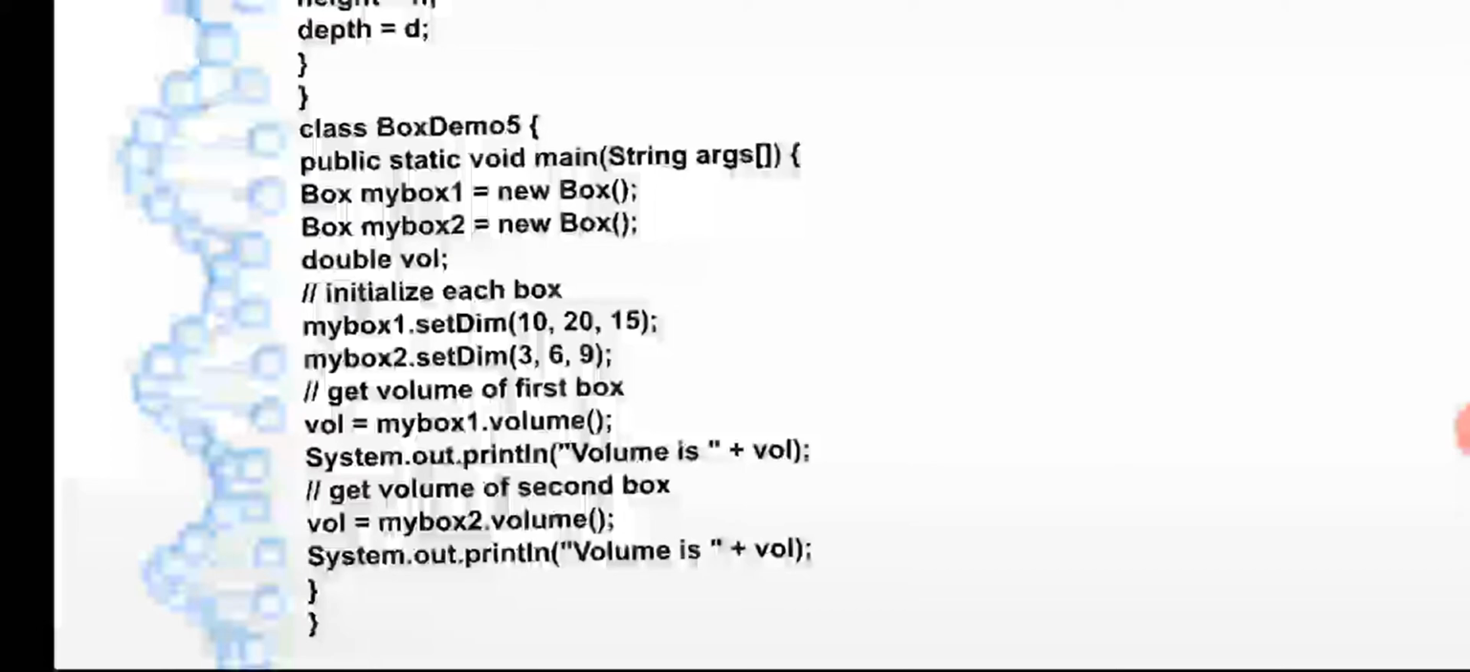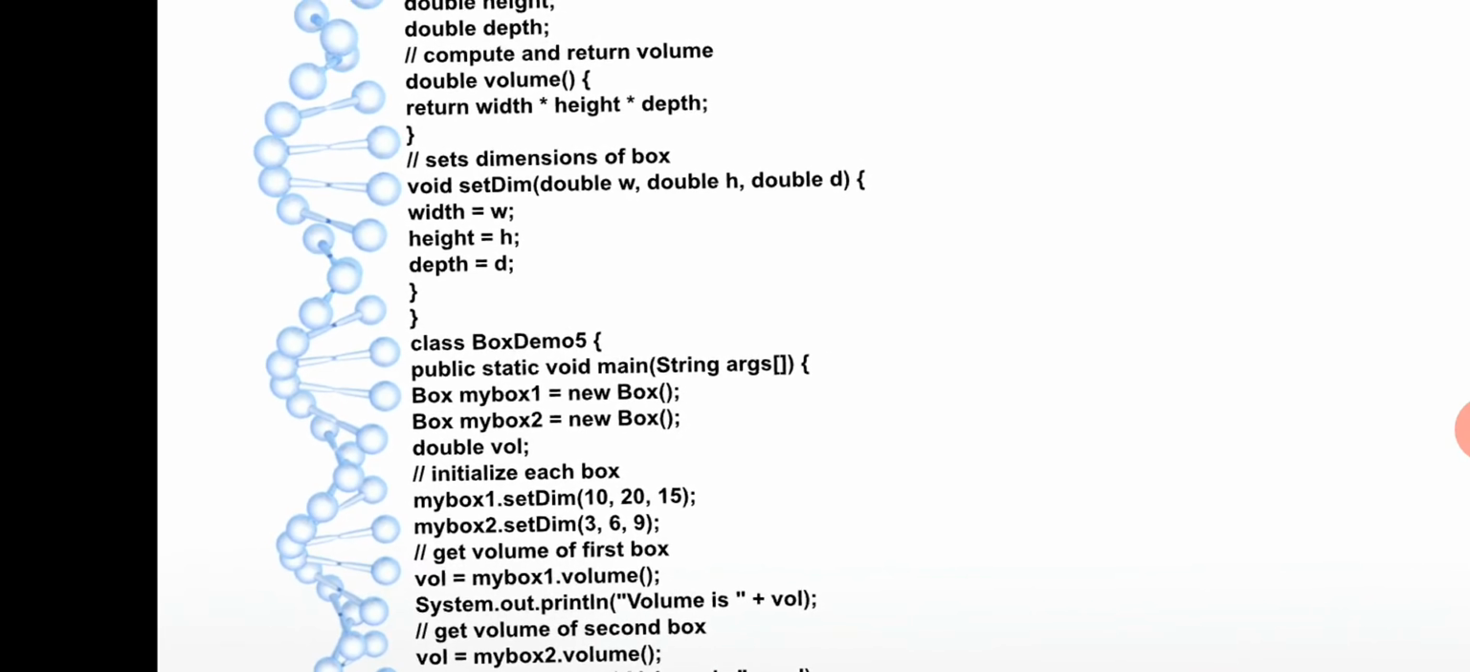You are using the vol variable equal to my box 1, the first object, dot volume. You are going to call the volume method. Now what will the volume method do? The volume method will return the multiplied values of width, height and depth. Now, you are calling from which object? You are calling the volume method using the my box 1 object.